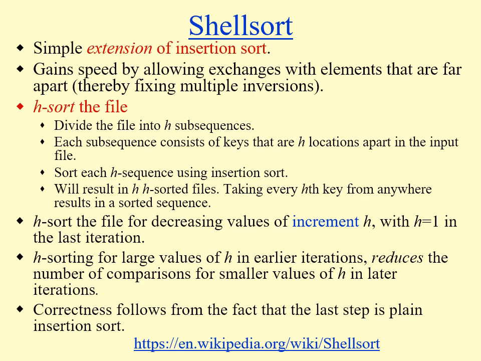With 1, it's just like insertion sort. It's the same insertion sort, but now you are doing an insertion sort on an almost sorted sequence. So the last step will be very quick. Let's look at the last item. h-sorting for large values of h in early iterations reduces the number of comparisons for smaller values of h in later iterations. So that means you use a coarse step first.